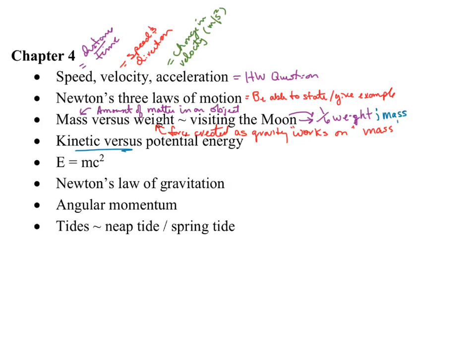Kinetic versus potential energy. Kinetic energy is energy associated with motion. And potential energy is the stored energy, the energy associated with position.